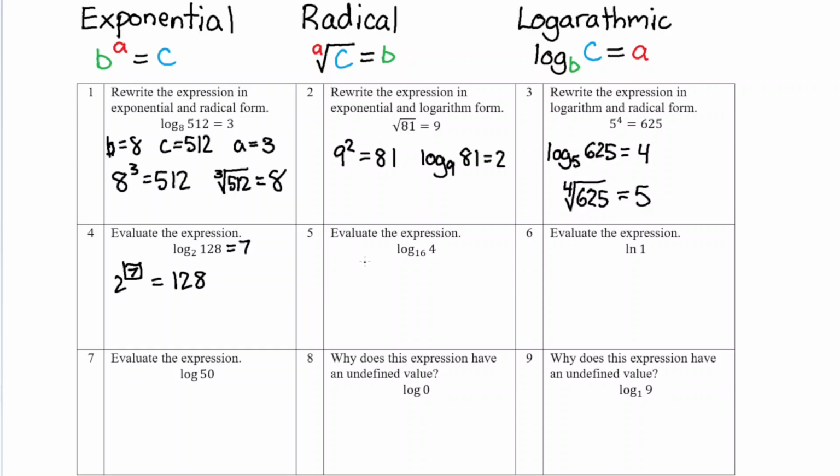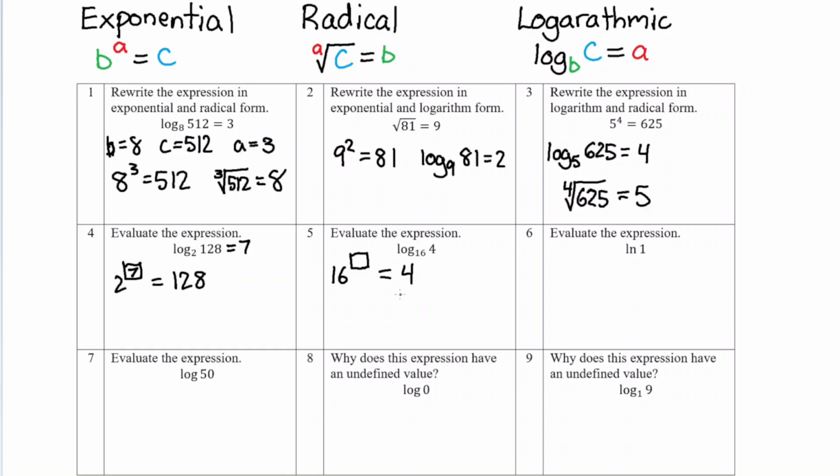Number 5, evaluate this expression. Well, again, we have a base to some unknown exponent, and that's going to be equal to 4. Now, this can seem like a strange question until we remember that we can use exponents in ways that, well, they're just different.